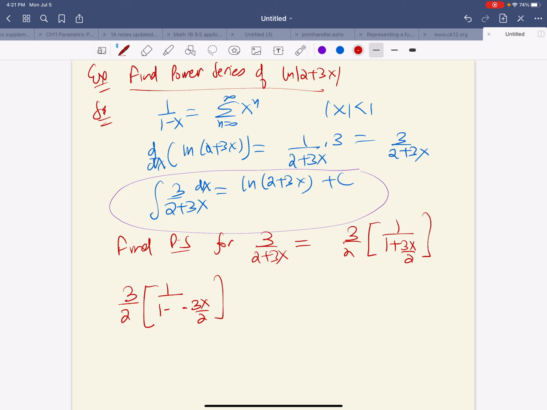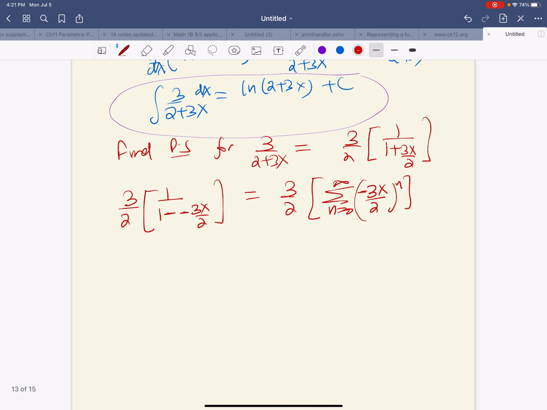I'm rewriting the plus sign with the two negatives so I can have the form I need to write a power series, which is going to be 3 halves summation n is equal to 0 to infinity of negative 3x over 2 to the nth power. Now, a little bit of cleaning up, I can say this is n equals 0 to infinity, negative 1 to the power n, 3 to the power n plus 1, x to the power n over 2 to the power n plus 1. So this is a power series for 3 over 2 plus 3x.